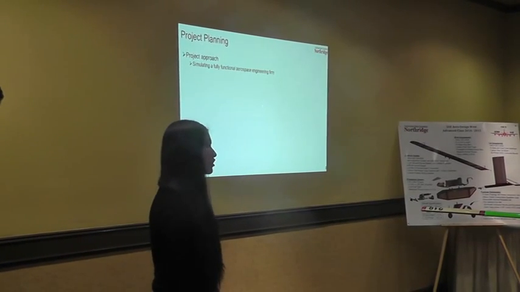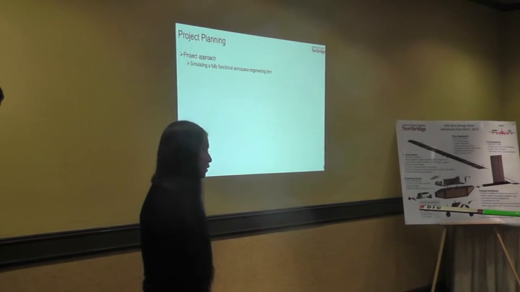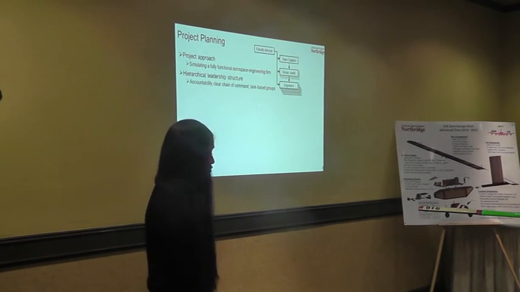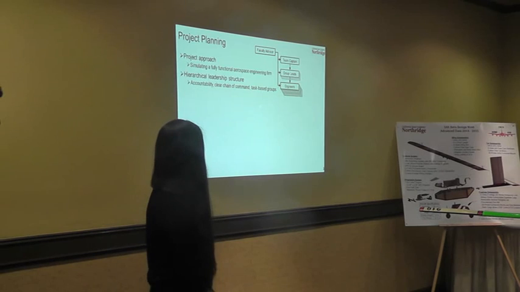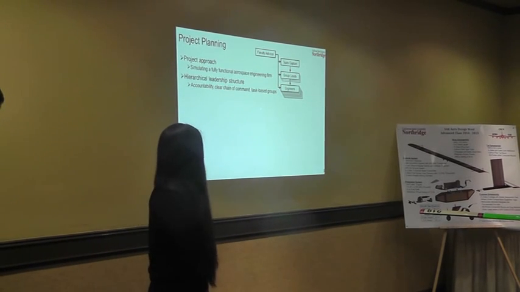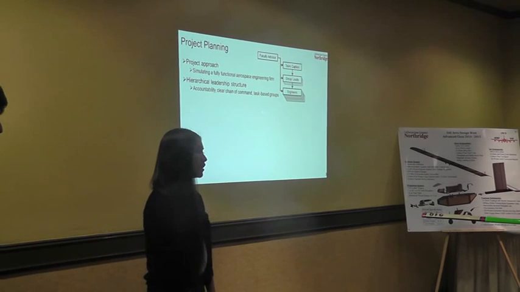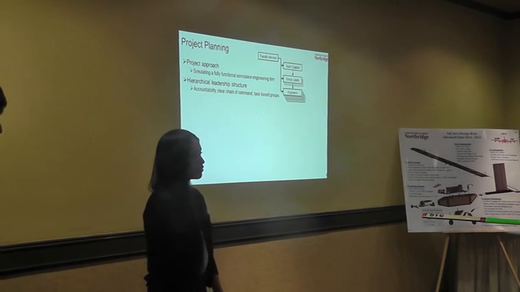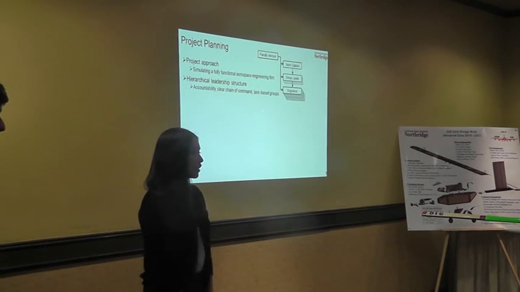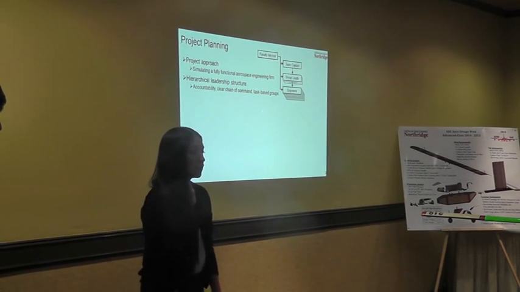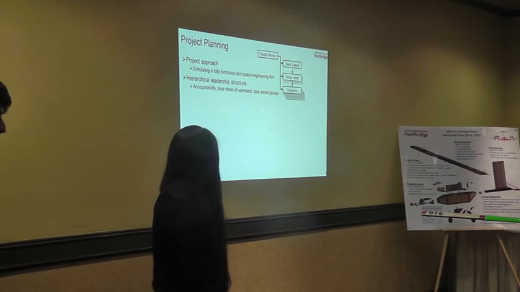We approached our project by simulating a fully functional aerospace engineering firm, where we implemented a hierarchical leadership structure, starting off with our faculty advisor, who simulated the role as CEO of the company, our team captain, who simulated the role of chief executive engineer. He communicated with group leads, and group leads communicated with their individual engineers and their teams.